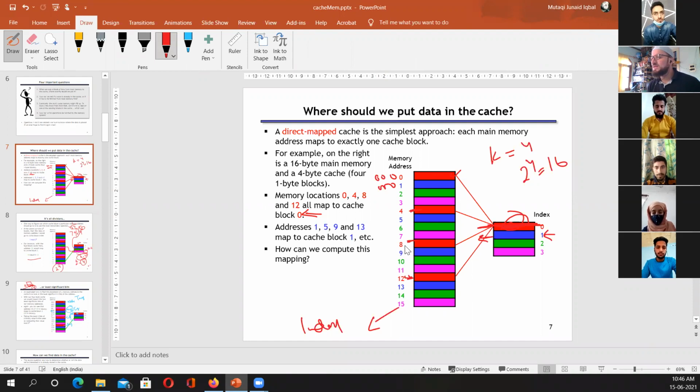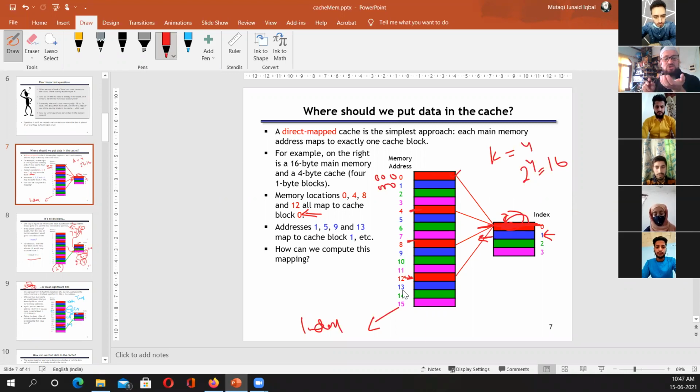Say, for example, here the data from 8 is here, and I'm asking for 0. If I'm asking for 0, I know it has to be in the 0th block. If I'm asking for 4, or 8, or 12, or 16, or whatever, they all have to be in the 0th block, right? We understood that. But now who is there? The tag will tell us. The index bits tell us which block it has to be in, but we're not guaranteed it is there.